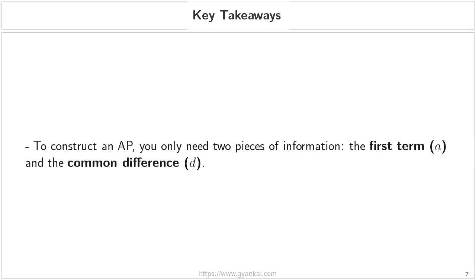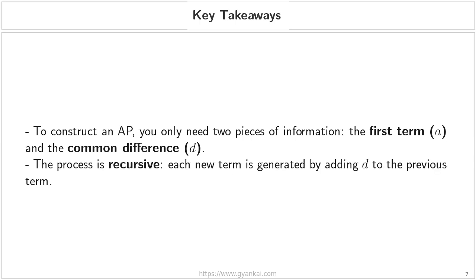Key takeaways. First, remember that the beauty of an arithmetic progression lies in its simplicity. To construct any AP, you only need 2 essential pieces of information: the first term, which we call A, and the common difference, which we call D. Once you have these 2, you have the blueprint for the entire sequence. Second, it is important to understand that this process is recursive. This is just a mathematical way of saying that each new term is generated by simply adding the common difference, D, to the term that came immediately before it. It is a repetitive, step-by-step cycle.